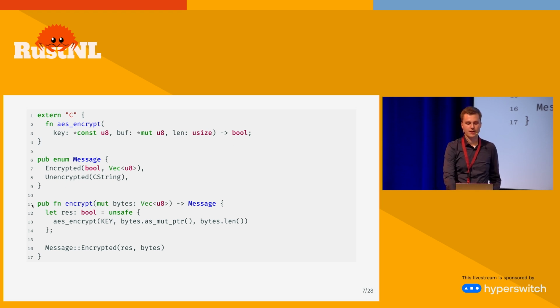And then in line 11, we define a Rust wrapper around this function. And this Rust wrapper then invokes this function on line 13 and stores the result in a variable, and finally moves this variable into an enum, which is defined on line 6. So pub enum Message is an enum which has an encrypted and unencrypted variant. Notably, because this is a tagged union, both of these variants are going to be stored in the same memory location and are thus overlapping.